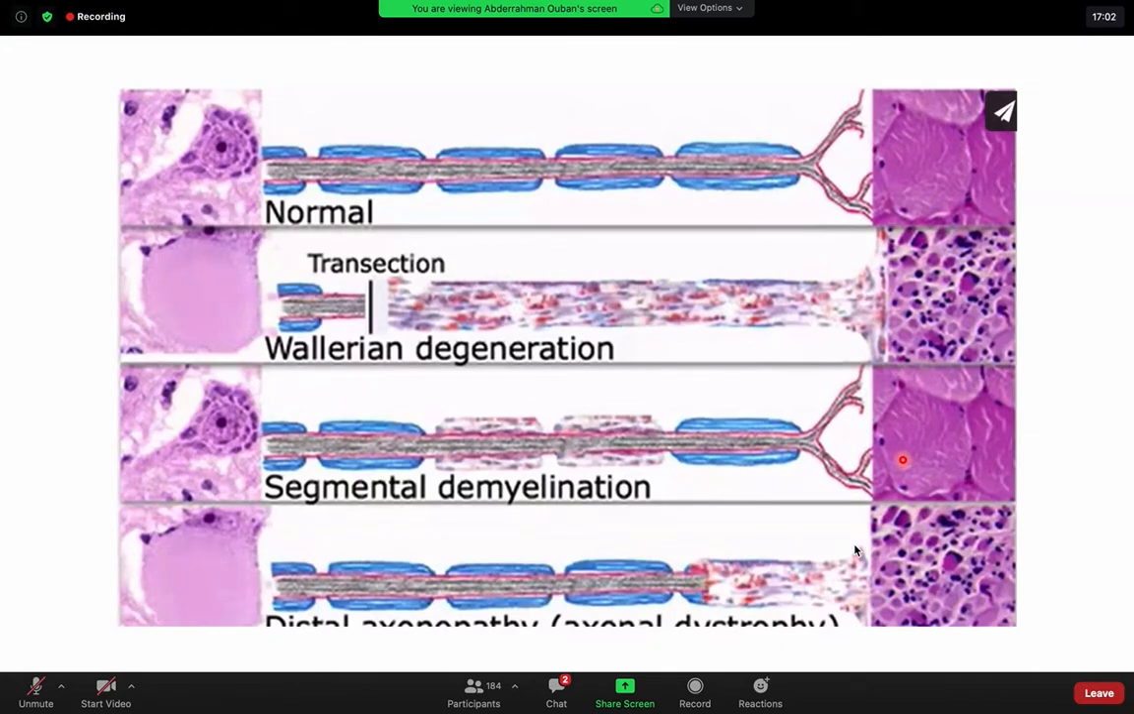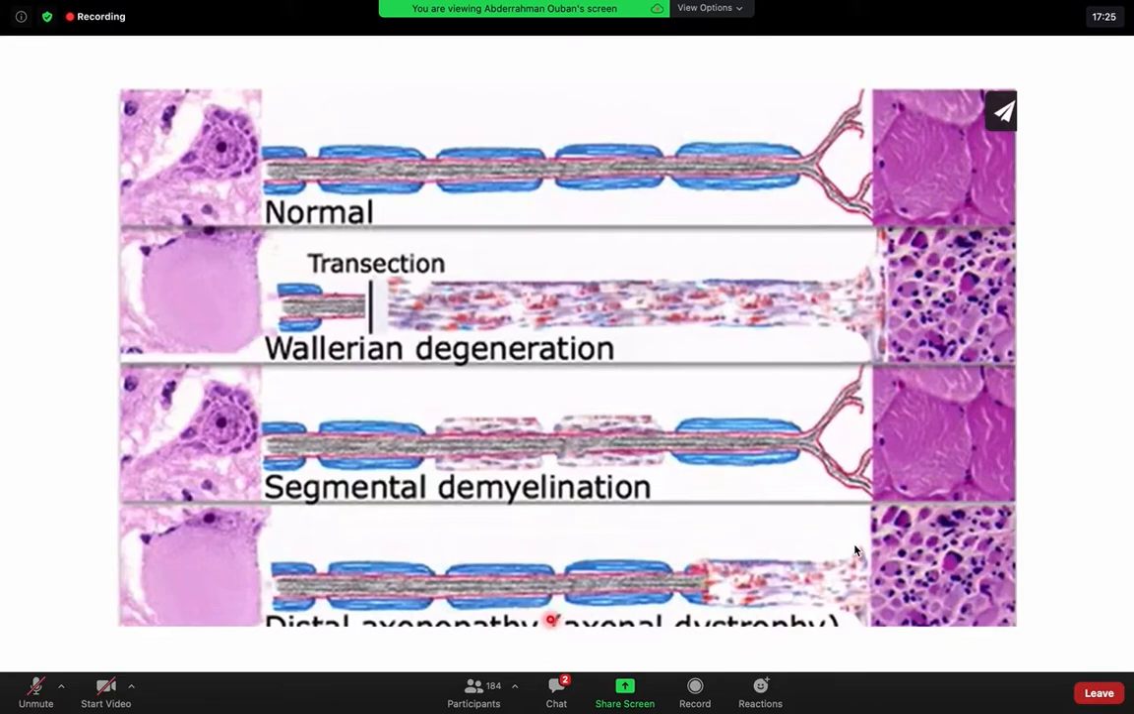All right, so the bottom picture illustrates, and I apologize for the cutting, this is a picture I took from one of the places where I found the different sources for this lecture. So what's written here is distal axonopathy, also known as axonal dystrophy.